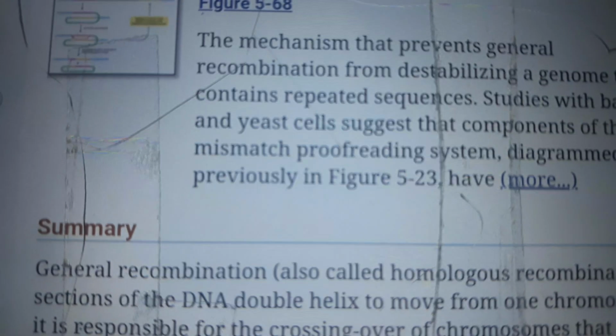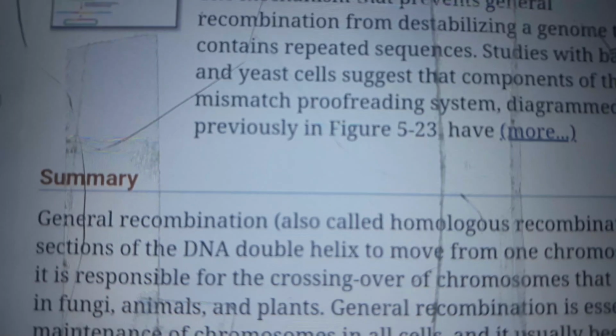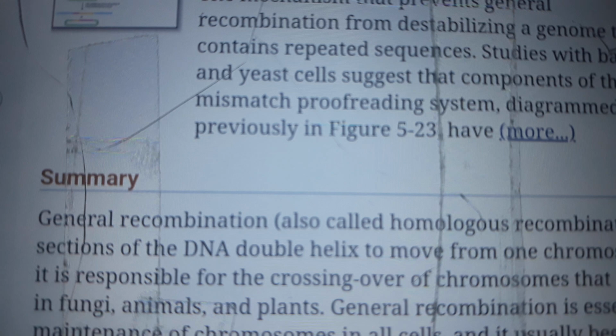In vertebrate cells, which contain many closely related DNA sequences, the same type of recombinational proofreading is thought to help prevent promiscuous recombination events that would otherwise scramble the genome. Seen in 568, the mechanism that prevents general recombination from destabilizing a genome that contains repeated sequences.